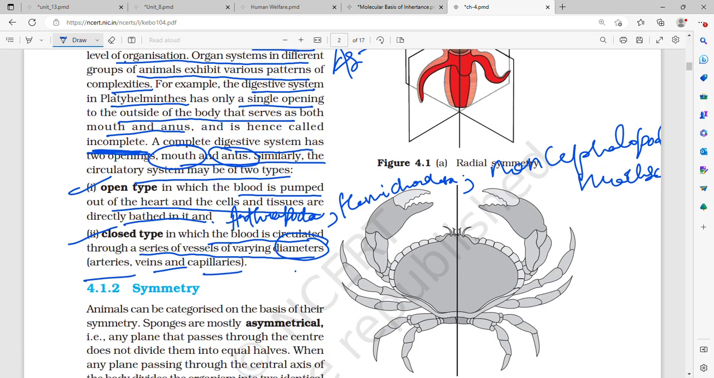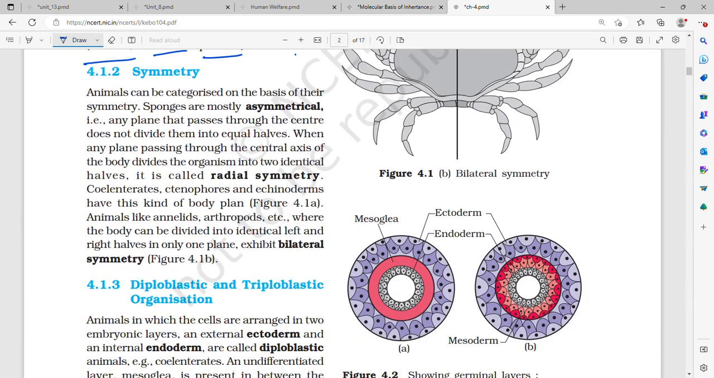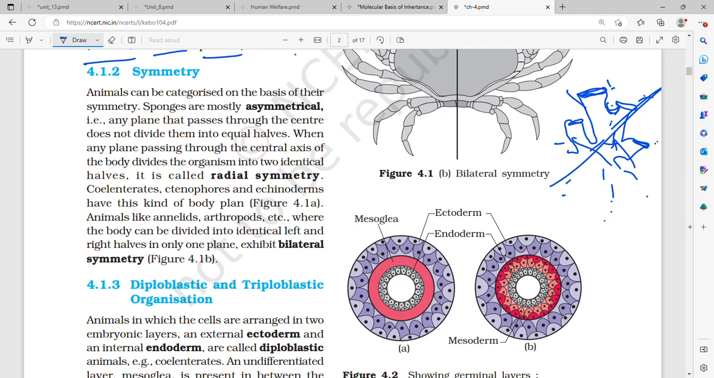Smallest being capillaries and largest being arteries. Radial symmetry. Okay. So then we come to symmetry. That is, if we take a sponge and cut it like this, in any plane, whether it be like this or like this, are we dividing it into two equal parts? No. So this is asymmetrical.